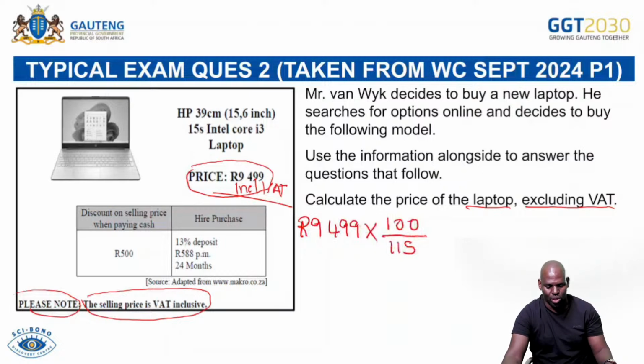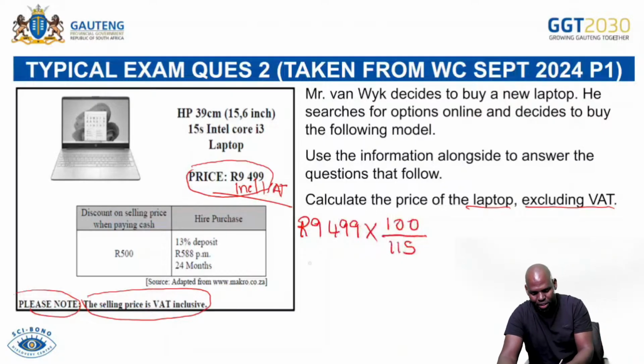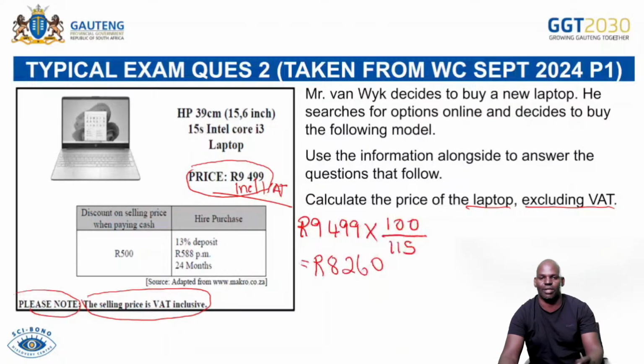So if I take my calculator, please check with your calculator as well. 9,499 multiplied by 100 and then divided by 115. I'm getting 8,260. 8,260 rand. Now this is the price of the laptop excluding VAT.